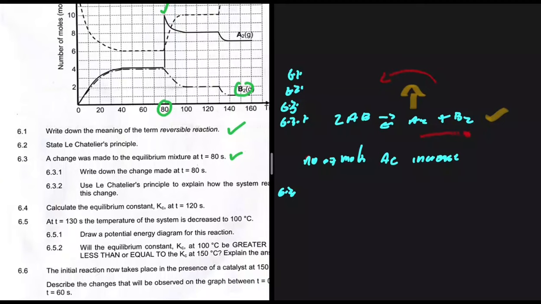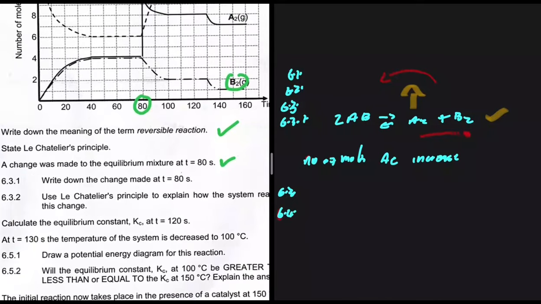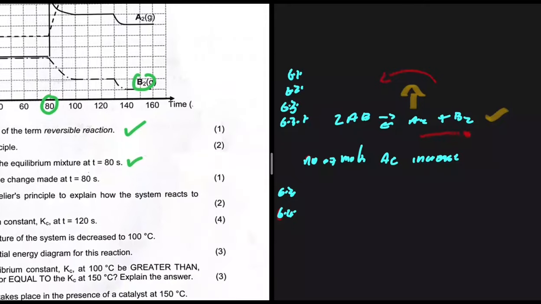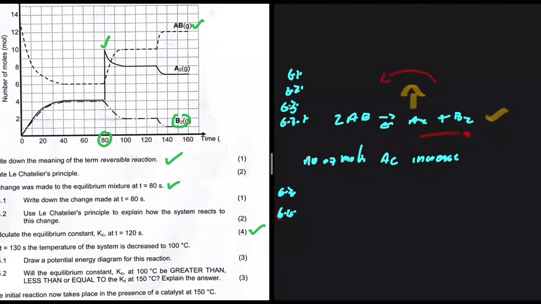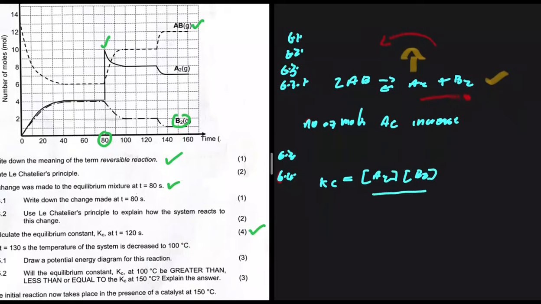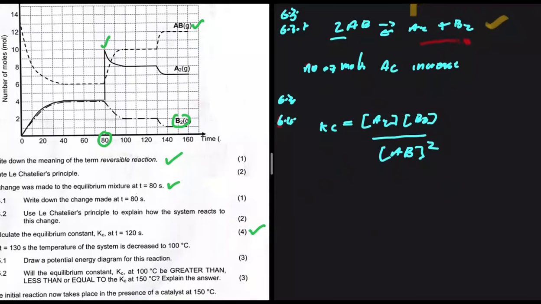6.4. Let's take a look at 6.4. Calculate the equilibrium constant Kc at t equals 120 seconds. And the allocation is 4 marks, right? Yeah, this is a nice question, unlike the questions we usually have where you have 8 marks, 9 marks, and so on. So to find the Kc, we need the concentration of the products, A2 and B2, divided by the concentration of the reactants. We have AB, and we have to take the concentration of AB to the power 2. We are doing that because of the balancing coefficient, okay?